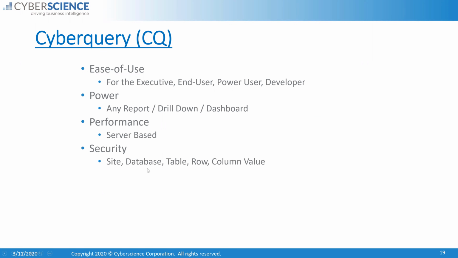Fourth bullet is security. You can secure data at the Baan company level or site level, the database, table, all the way down to the row and even column value level. So if you need to secure by sales rep or secure by product or product line, you can do that within CyberQuery.